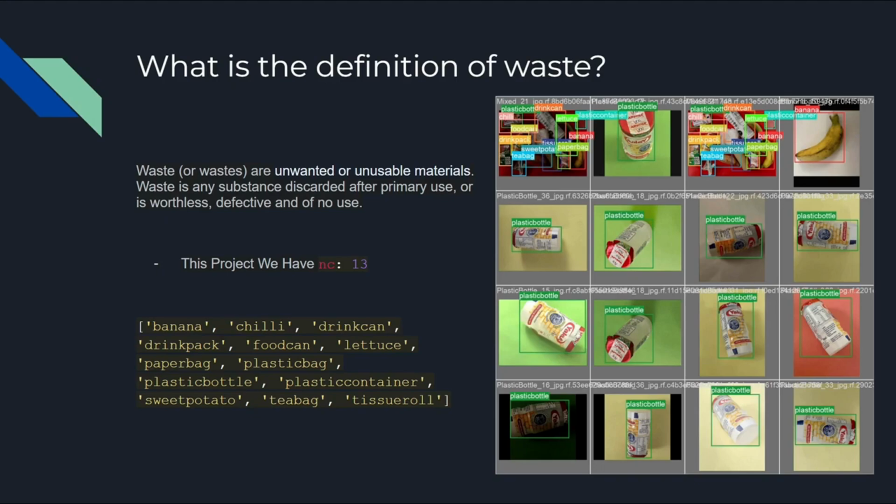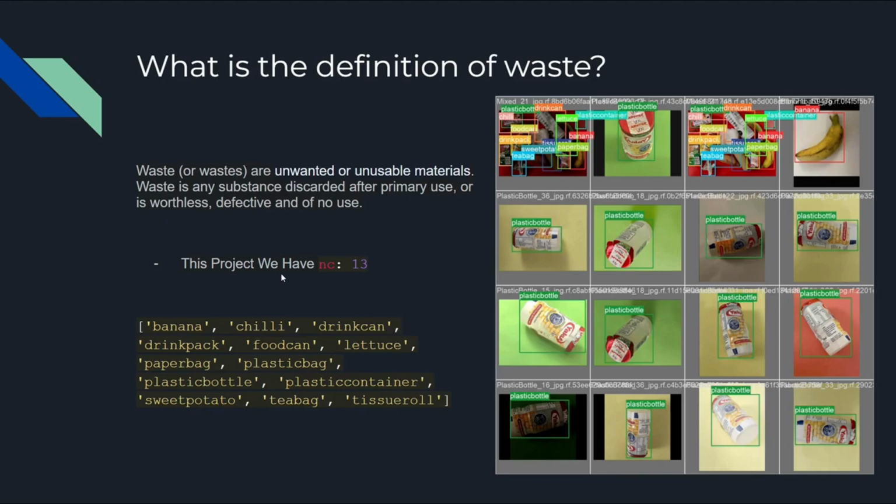Here, I have 13 classes of waste in this project. As you can see, I have waste banana, then chili, then drink can, then drink pack, then food can, then paper bag, plastic bag. These are the things I am considering as waste, and these are the images I collected. If you want to integrate some more waste materials, you can collect those images and include them in your data. In this project I will only be using 13 classes of waste materials, but you can add more in future. So yes guys, this is all about our waste detection.